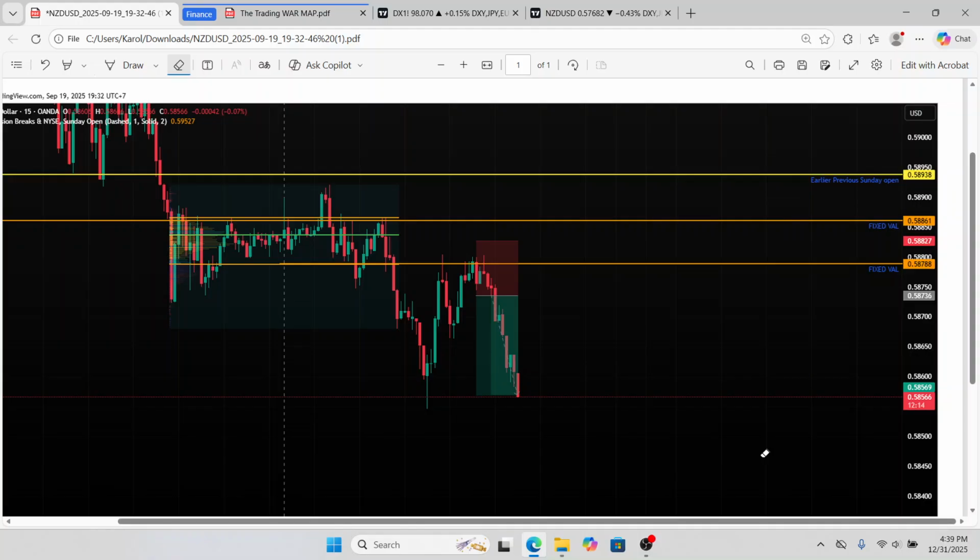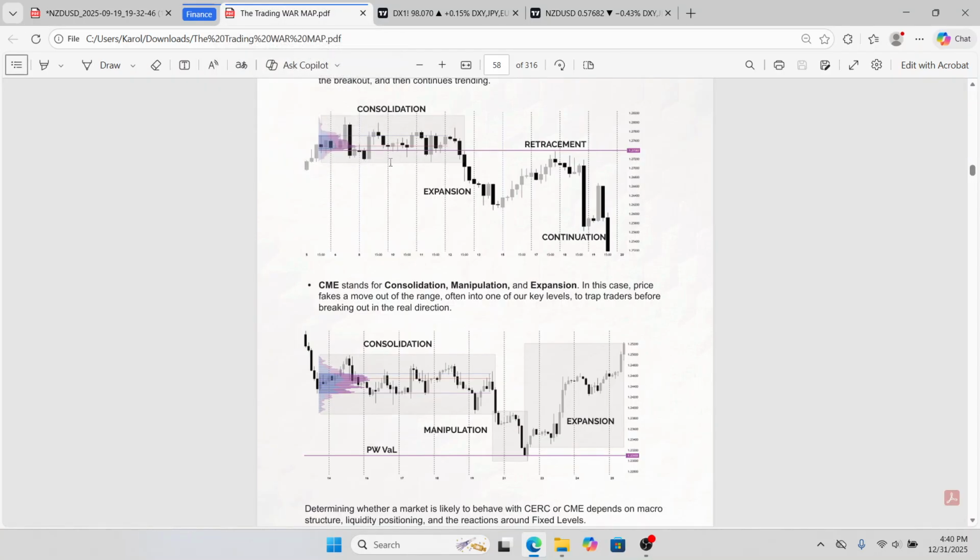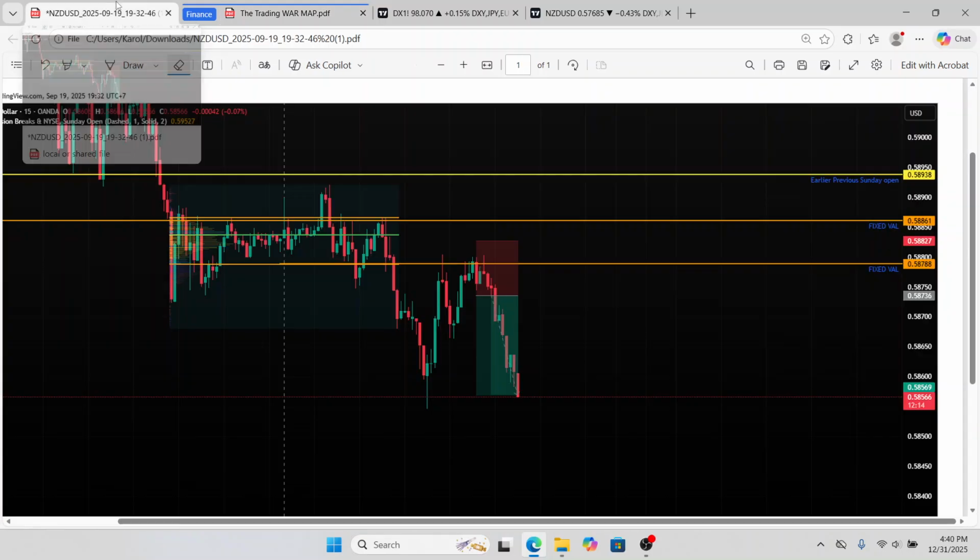But before I start, if you look at this trade right now and the pattern, can anyone know already what pattern that is? Is that a CERC pattern or is that a CME pattern? Do you remember the CERC? The consolidation, expansion, retracement, continuation. We have the CME, consolidation, manipulation, expansion. So I think many of you would know already, this is a CERC pattern.